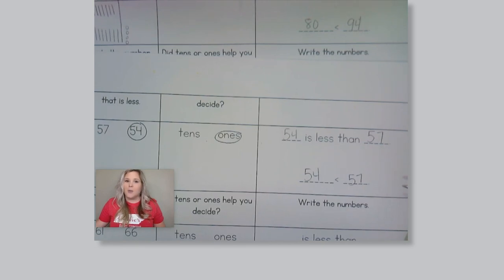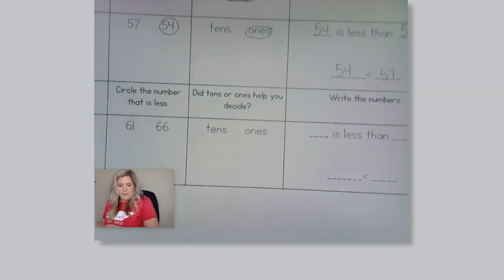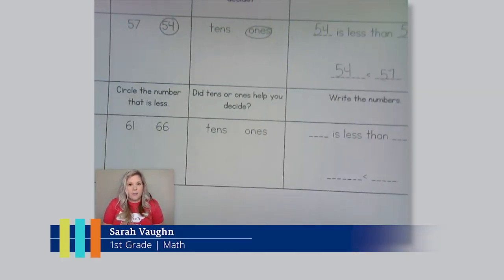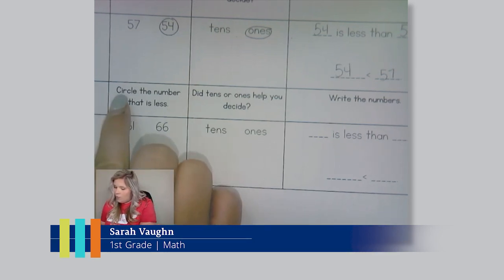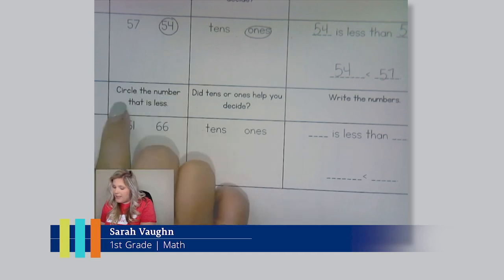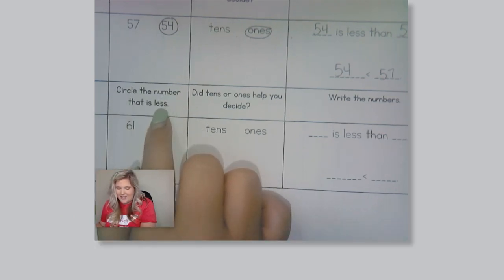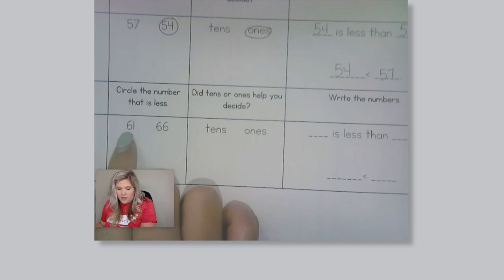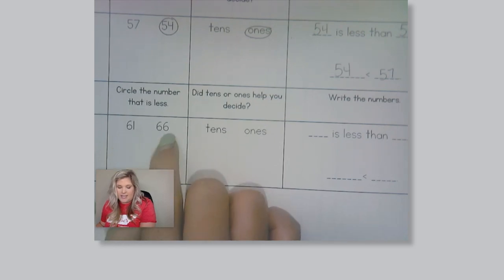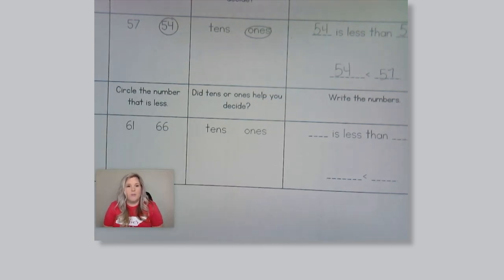Now it's your turn. Look at this last problem. Listen as I read the problem to you. Circle the number that is less, 61 or 66. You're going to need to use a quick draw and that place value chart to compare the two numbers.